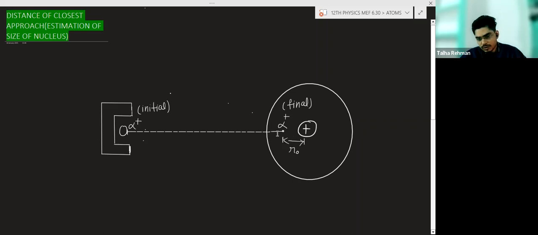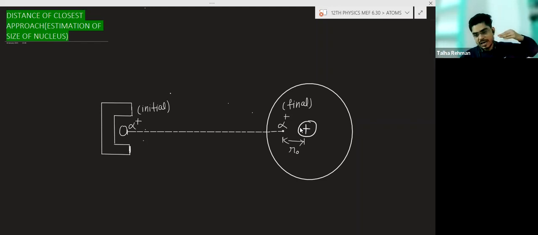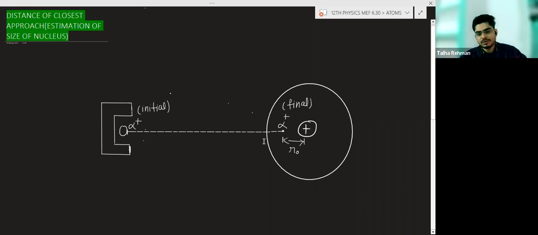Both will repel. Suppose finally the alpha particle is here at this distance, and at this distance the speed of the alpha particle becomes zero, or you can say the kinetic energy of the alpha particle becomes zero, because initially the alpha particle will have the kinetic energy. But this alpha particle is positively charged and this nucleus is also positively charged, so both will repel. So there will be a force of repulsion on the alpha particle. So the alpha particle will have to do some extra work, and that work will be at the expense of the kinetic energy of the alpha particle. So basically kinetic energy will decrease when the alpha particle moves here.